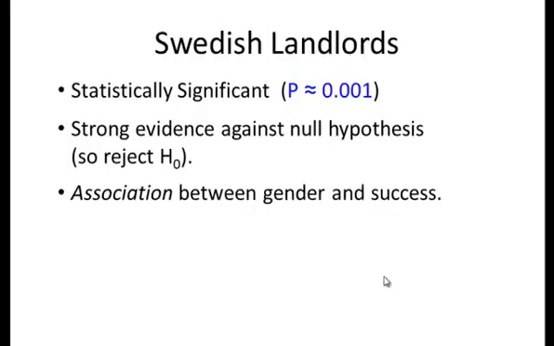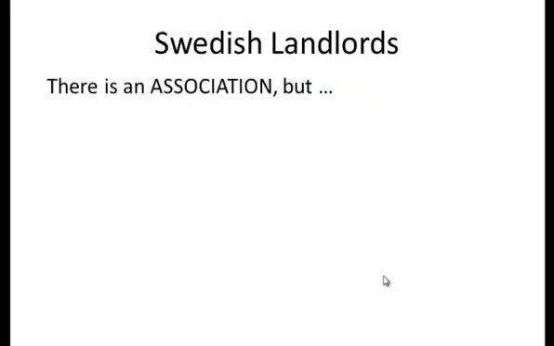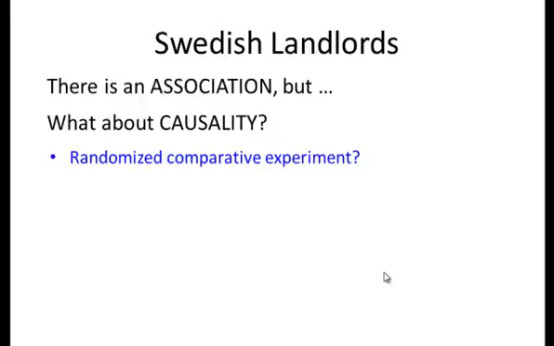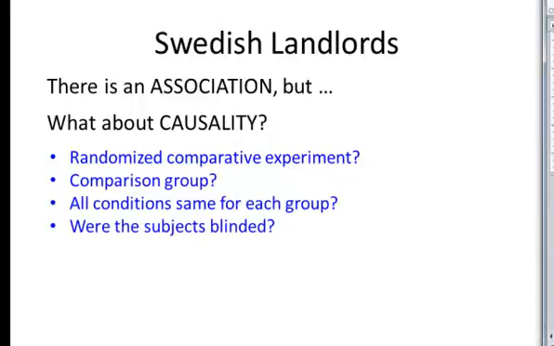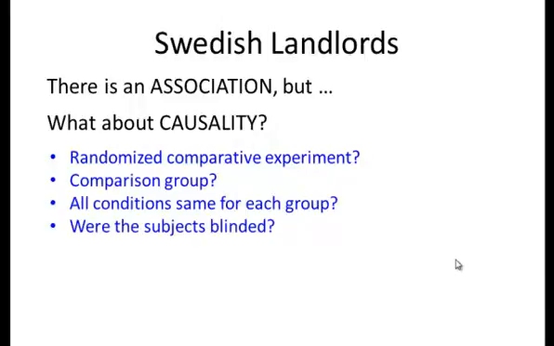Now we want to ask about causality. Is the observed difference in success rates likely to be caused by the gender of the applicant? Or is the difference merely a coincidence, not accidental, but requiring some other explanation besides the association we noticed? So we ask these questions. Was it a randomized experiment? Was there a legitimate comparison group? Were all the conditions kept the same for each group? Were the subjects blinded? Since we can answer yes to all 3 questions, the experimental design accounts for lurking variables.